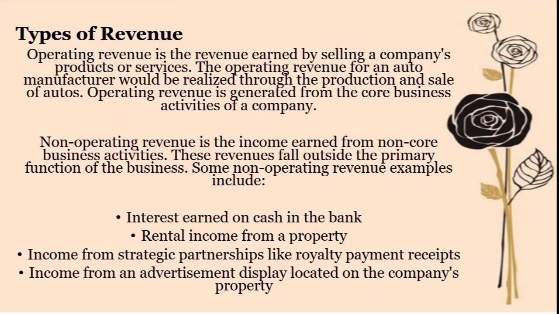These revenues fall outside the primary function of the business. Some non-operating revenue examples include interest earned on cash in the bank, rental income from a property, and income from a strategic partnership like royalty payment receipts. Last is the income from advertisement displays located on a company's property.